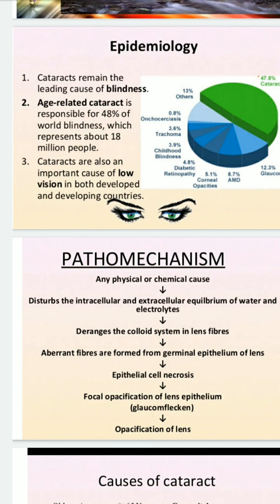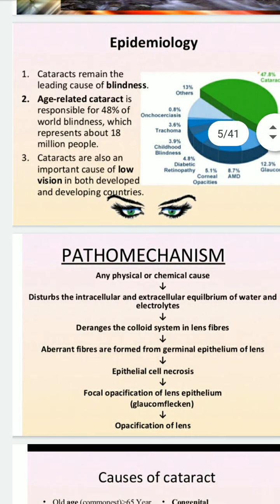That is, any physical or chemical causes may disturb the intracellular and extracellular equilibrium of water and electrolytes. That rearranges the colloid system in the lens fibers, which leads to epithelial cell necrosis and focal opacification of the lens epithelium, and finally the opacification of the lens occurs. That's all about the pathophysiology.